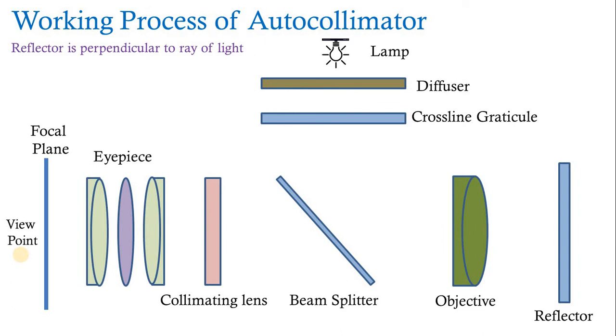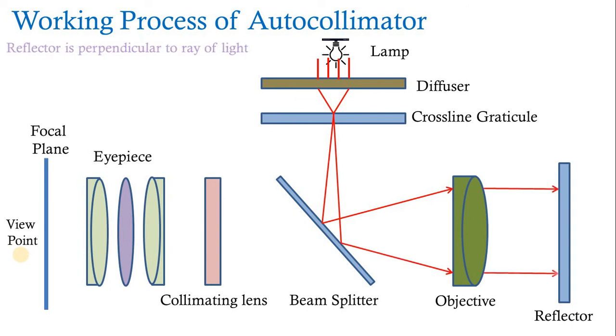We are considering two conditions. First, the reflector is perpendicular to the ray of light. The light rays come from the lamp through the diffuser to the cross-line graticule, and then are transferred to the beam splitter. The beam splitter splits the light from the intersection and projects it to the objective as a parallel pencil of light, where in this mode the optical system is operating as a collimator. From the objective it goes directly to the reflector.